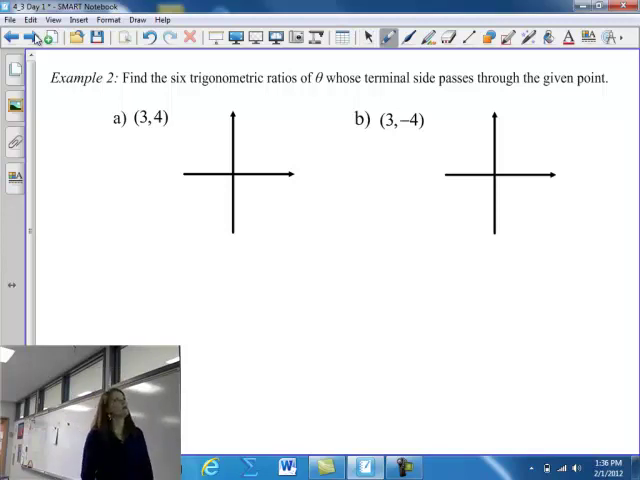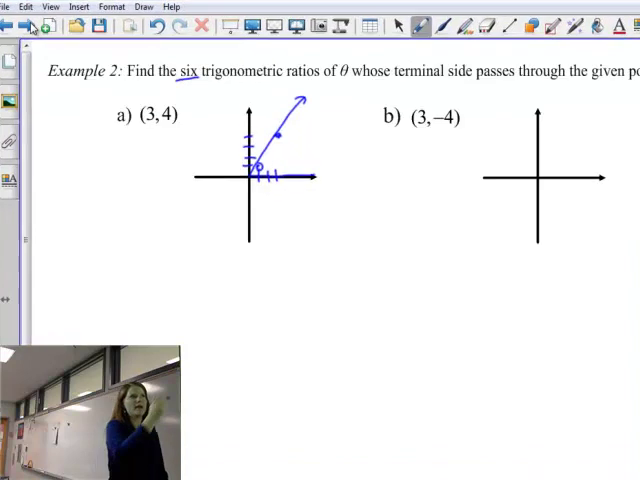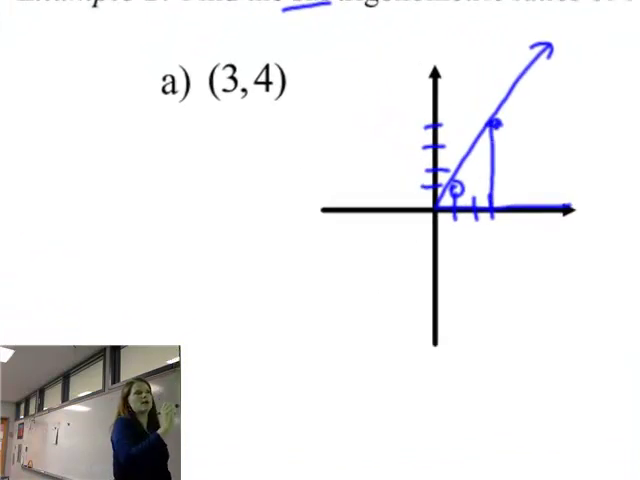All right, so we're going to find the 6 trigonometric values of theta whose terminal side passes through the given point. So this time they're giving us a point instead of an angle. So where is (3, 4)? Well, it's 3 to the right and 4 up. So 3 to the right and 4 up would be right there, which means I have an angle that starts on the x-axis and goes right there. We don't really care about the angle as much as we do this little magic triangle.